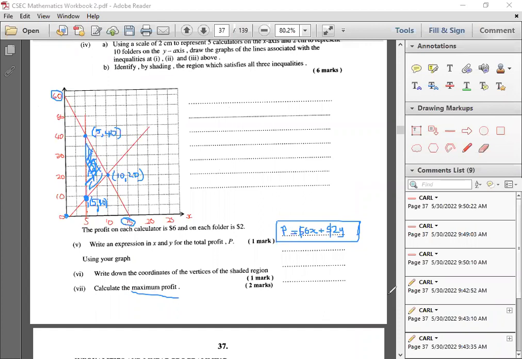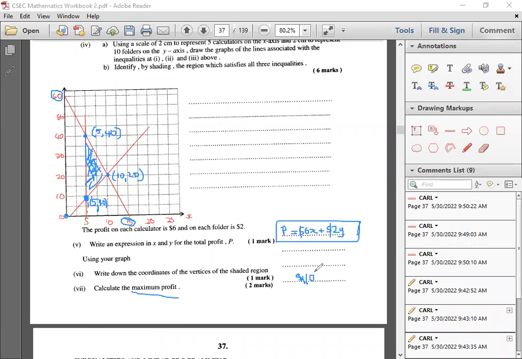Sir, the maximum profit will be $110. We got it from using 5 and 40. All right, so 5 and 40 gives you the maximum value. So it's 110. Yes, sir.